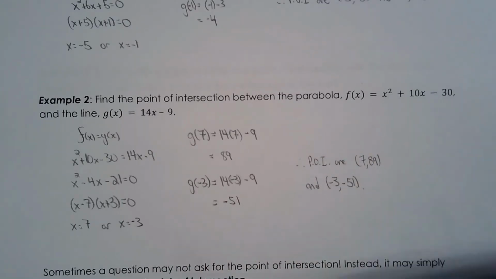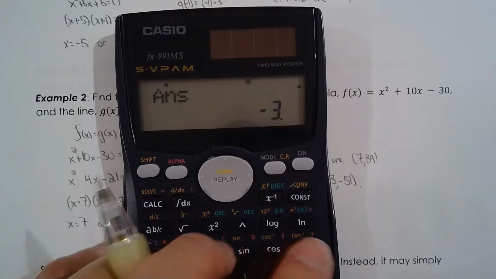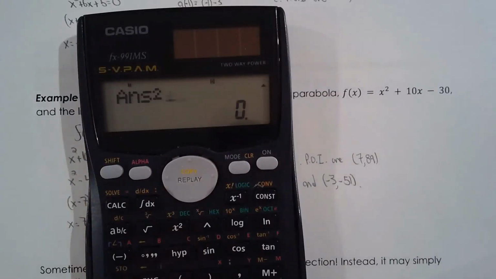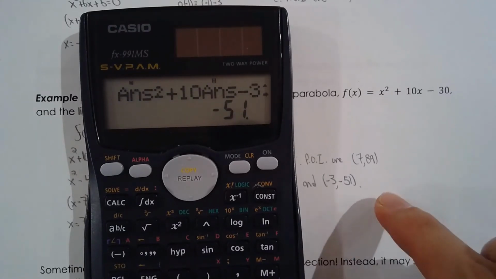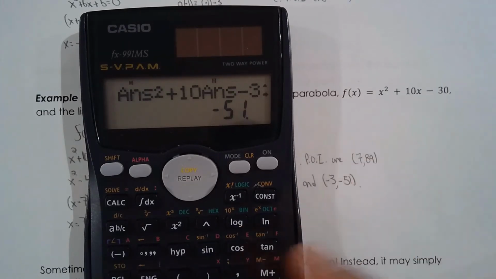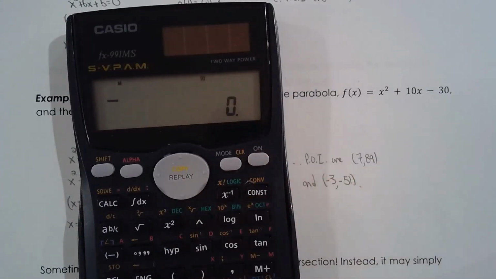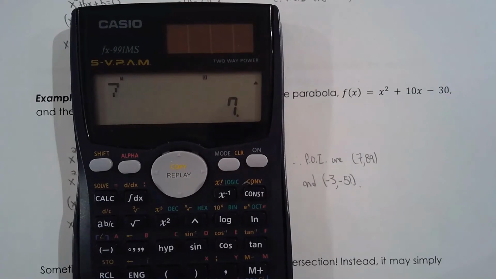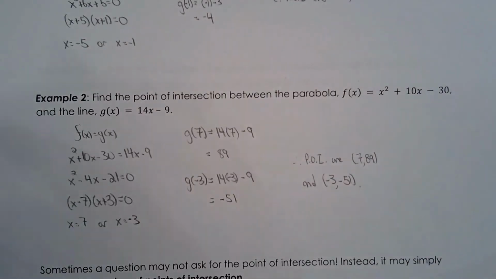Okay, let's try it out. All right, so when x is -3, f of -3, bam, -51. I'm feeling great about that. So -51 is on the parabola and on the line, so guess what? That's a point of intersection. And you can find f of 7, but sure, why not? There we go. So 89 is both on the line and the parabola, and I'm feeling good.